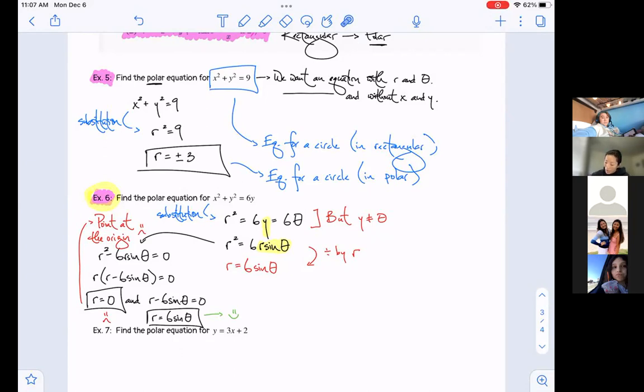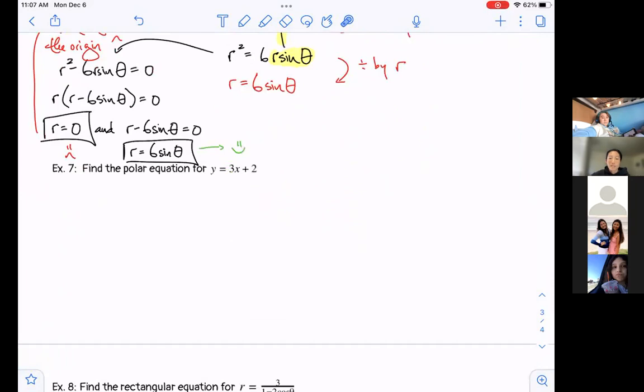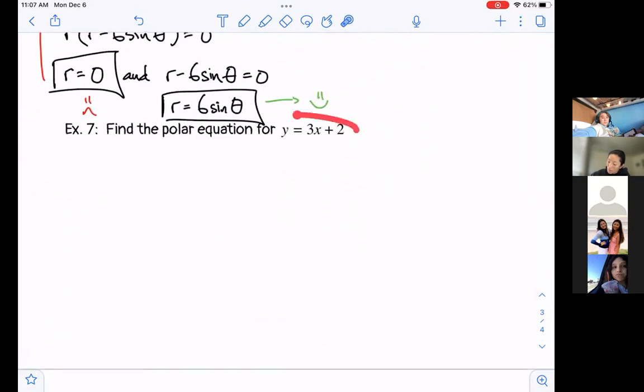All right. Let's go ahead and take a look at this last example here. Find the polar equation for y equals 3x plus 2. I'm going to ask you to tell me what strategies you think we should use. How can I get this to be an equation with only r's and thetas? Change the x and y to the yellow ones.